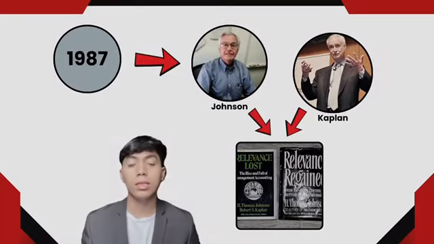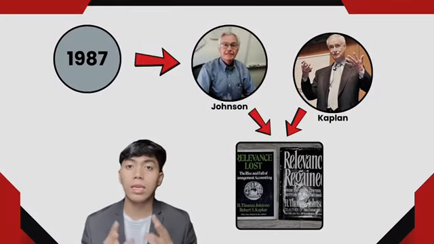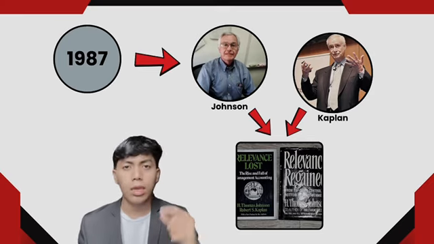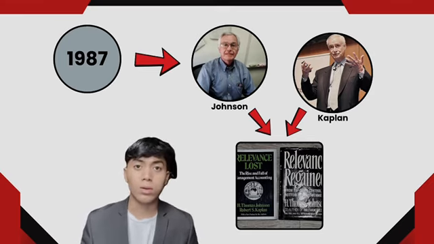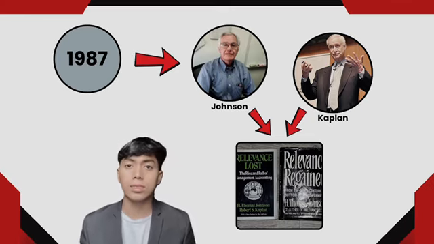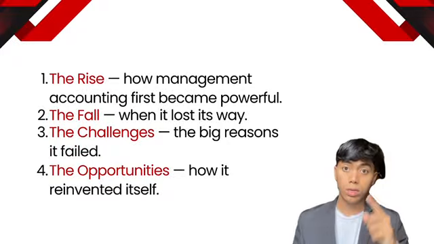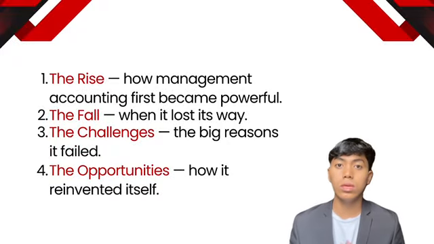Back in 1987, Johnson and Kaplan wrote an article called The Rise and Fall of Management Accounting, and it caused quite a stir. Why? Because they basically said, hey, management accounting is failing managers. It's outdated, irrelevant, and needs a reboot. So, in this video, we are going to tell you that story.